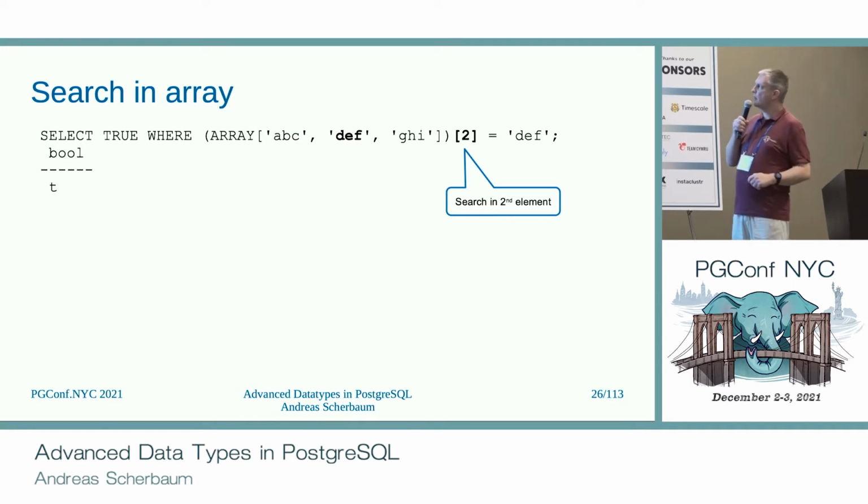Again, I can search in arrays, and I can just say, okay, select true where in my array field number 2 equals this. I get a true back if this is actually true, or I get a false back if this is not true. No, actually, I get an empty field back.